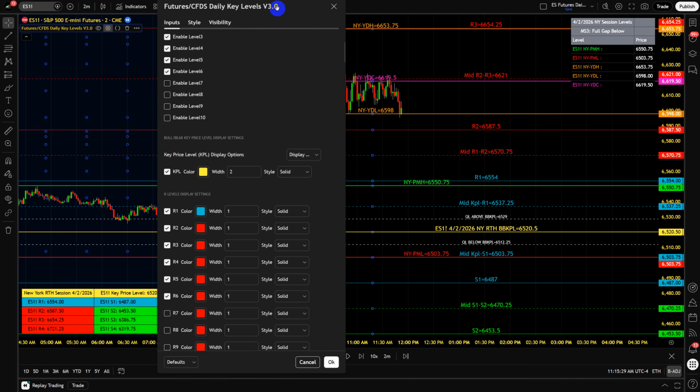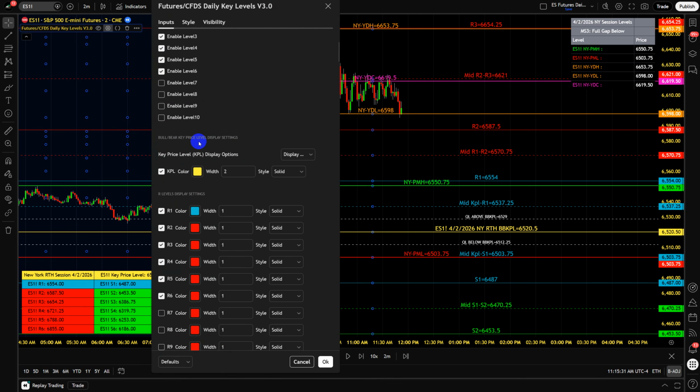Here you have the bull bear key price level display settings. So we have the color and we have the width. The width of this line is set to 2. The width of the other lines is set to 1 as far as the R and S levels. The style is set to solid on all of them. You can, of course, change all these to your liking if you prefer a different color scheme, a different width, and a different line style. That's completely up to you.